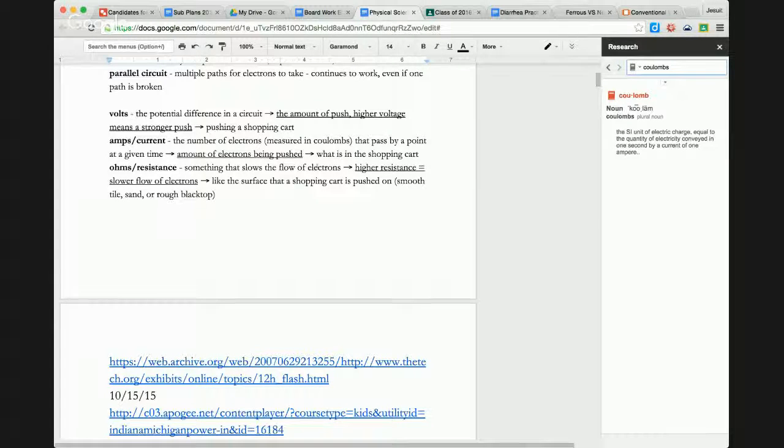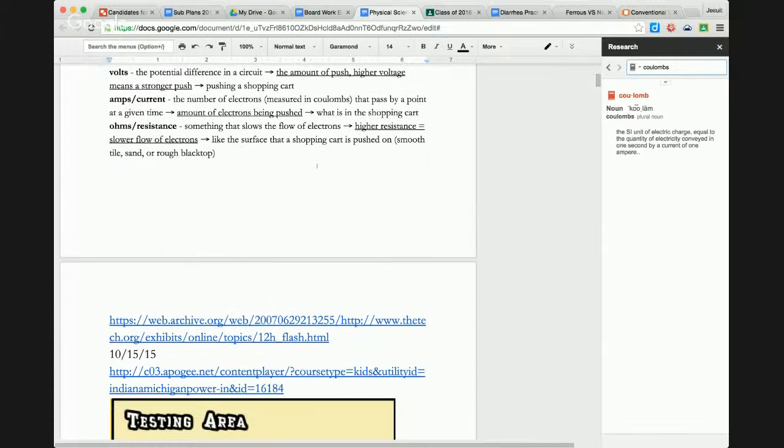And the more electrons you have passing by a point at a given time, kind of like putting more in a shopping cart, that's kind of a higher amperage. And then the resistance is just what's slowing those electrons down.